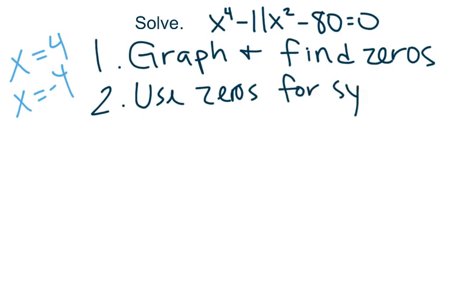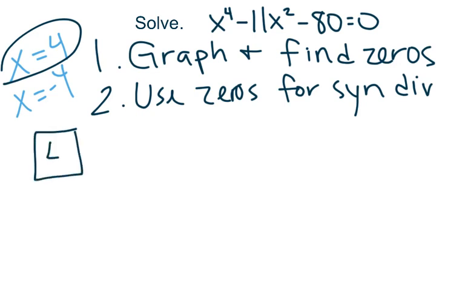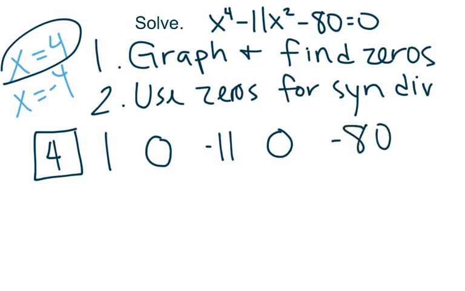Remember, the whole point of this is to get to the quadratic formula, so we need to make it become a quadratic. I'm going to use this first one first. I'm going to put 4 in the box and write my coefficients. There's a 1 in front of x to the 4th, 0 for x cubed, negative 11 in front of x squared, 0 for x, and negative 80 as my constant.